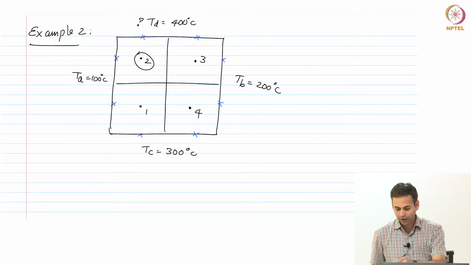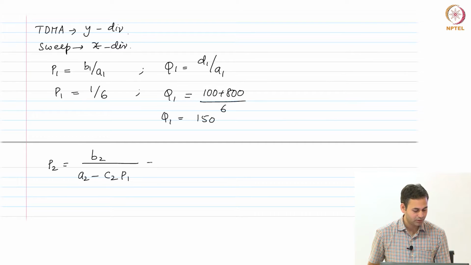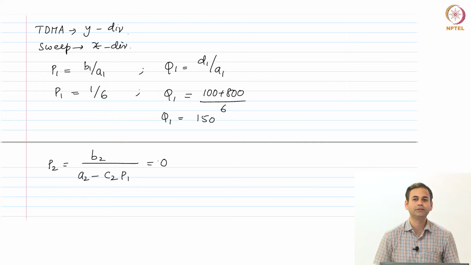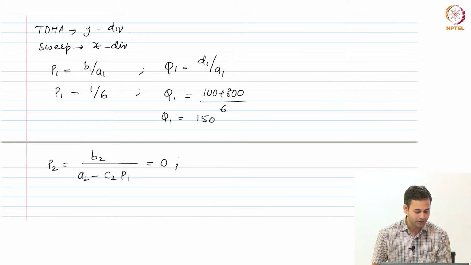So, essentially B2 is how much? 0. Is this expected? If you remember, we already had Bn equal to 0, which gave us Pn equal to 0. So, essentially P2 is now the last cell in the y direction in which our TDMA is. So, this is expected, we are not doing anything wrong, this is correct, this is no mistake.